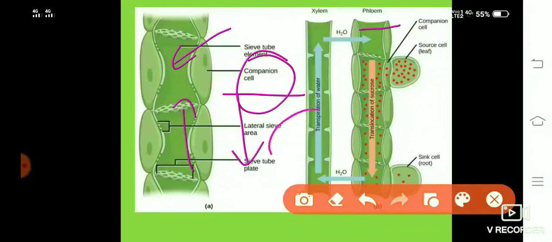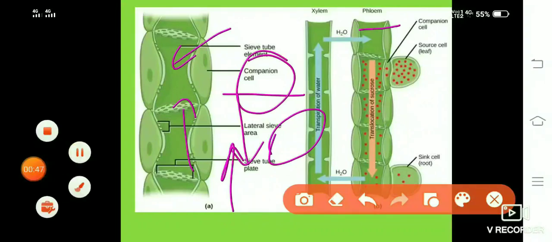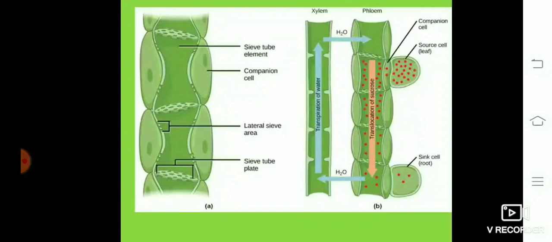Because the food is prepared in one region and it has to be distributed to all the parts of the plant, and it is only possible when the soluble substance has the ability to move in all the directions. Whereas in xylem, the movement of water and minerals happens only in one direction. So there it is unidirectional, and over here in phloem it is bidirectional. Now let's see the process of transportation of food in phloem.